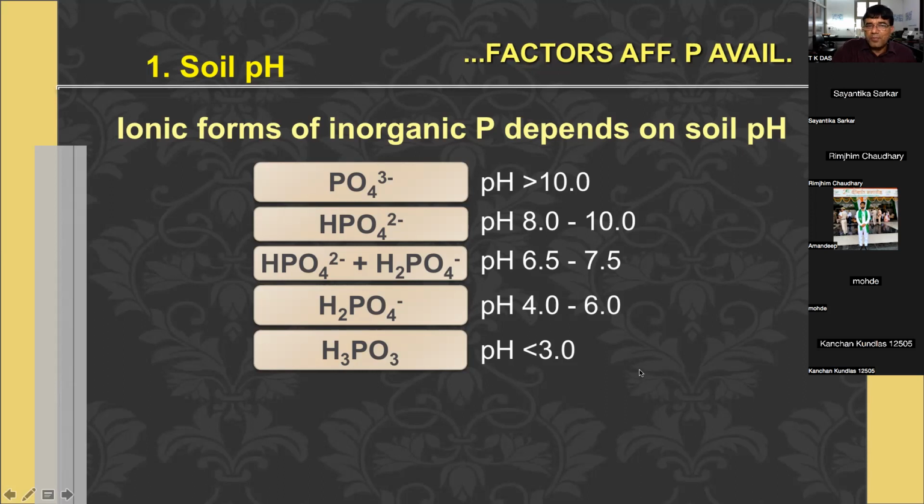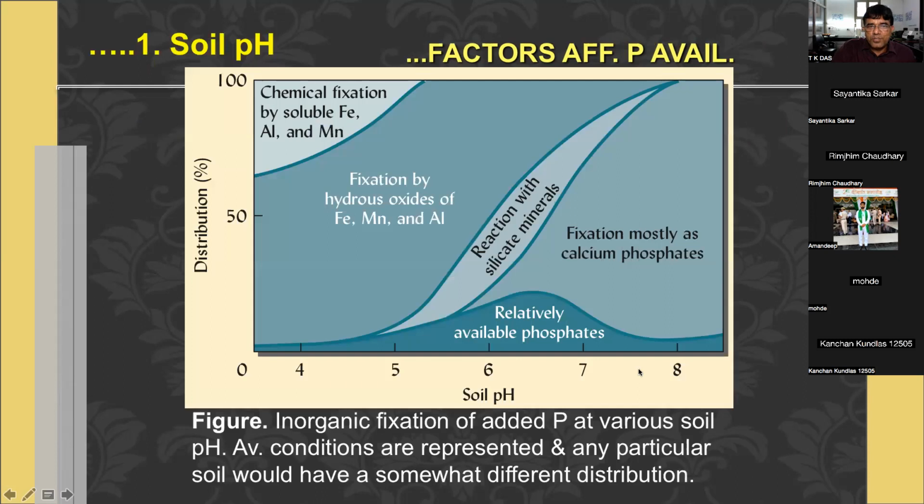In your quiz exam, you will find such kinds of questions. And you can see how soil pH is affecting the fixation. Please try to understand this picture very carefully. This is very, very important, and it explains how pH is influencing the fixation of phosphorus or availability of phosphorus. On the x-axis, you have soil pH. On the y-axis, you have distribution of phosphorus, 0, 50, 100.